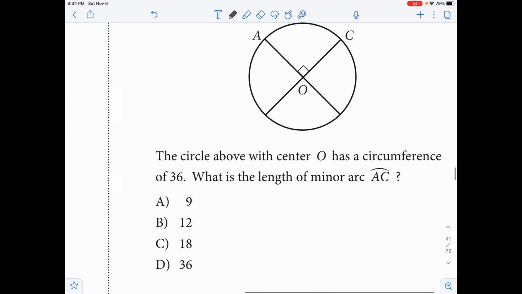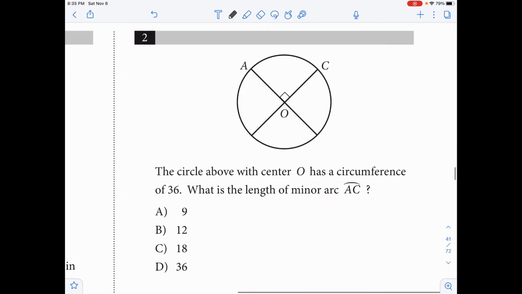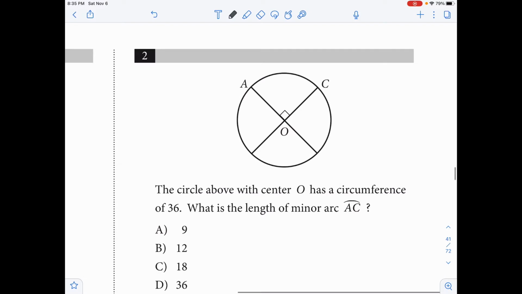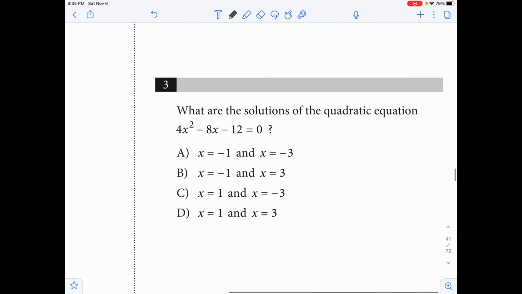Number 2, the circle has the center of O, and a circumference of 36 with a minor arc AC. Since there's 4 equal sections, it'll just be 36 over 4, which will equal 9. So A. Number 3, it asks you what are the solutions of the quadratic.